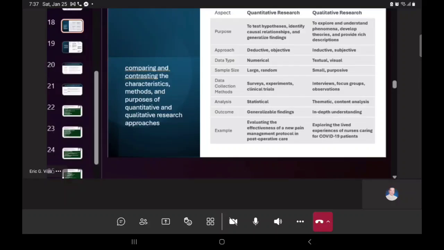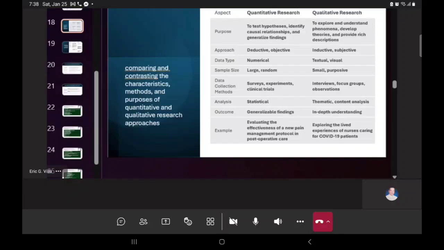Quantitative data is analyzed using statistical methods to test hypotheses and identify relationships between variables, while qualitative data undergoes thematic or content analysis to identify patterns, themes, and meaning within the rich descriptive data collected. The outcomes of these research approaches serve different purposes in advancing nursing knowledge and practice. Quantitative research produces generalizable findings that can inform evidence-based practice guidelines and policy decisions.